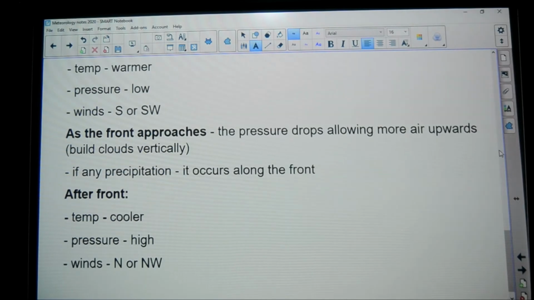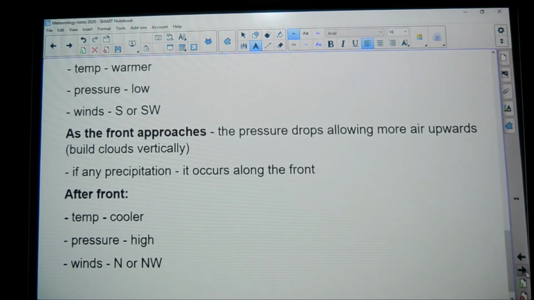If I'm having precipitation, if there's a drastic difference in temperature and humidity before the front and after the front, precipitation usually occurs right along the front. Possibly that heavy downburst of rain, and then it clears up later.